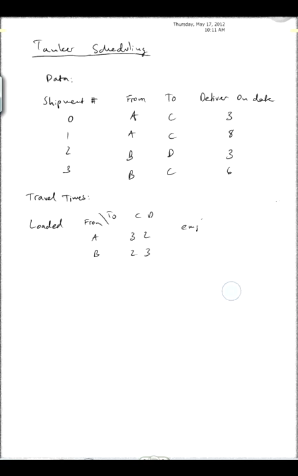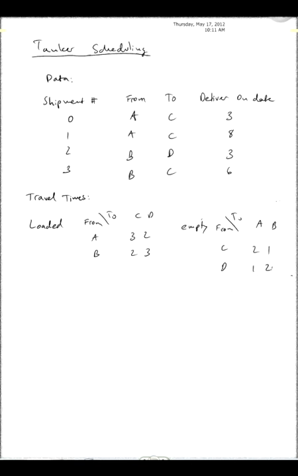And the empty travel times, again, have a from port and a to port. And we could either be going to A or B and coming from either C or D. And the travel times are 2, 1, 1, and 2.